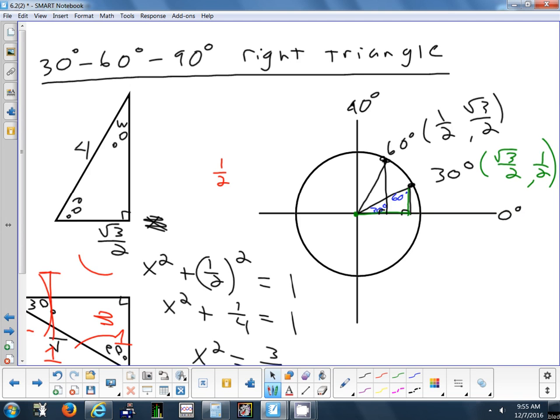Okay, so any questions on your coordinates for 45, 30, or 60? Just like I did with 45, I could do 150, which is a multiple of 30, just by reflecting the triangle from quadrant 1 into quadrant 2. And then you have to take into account negatives.